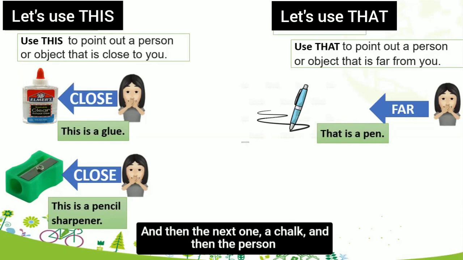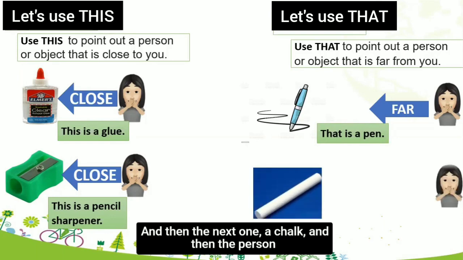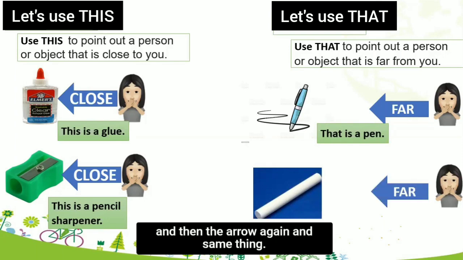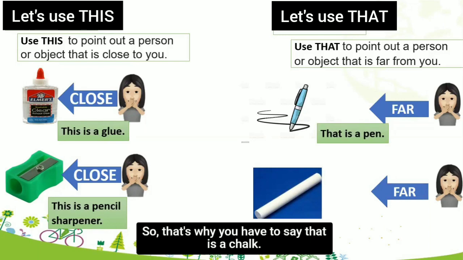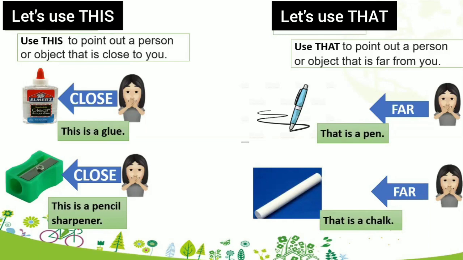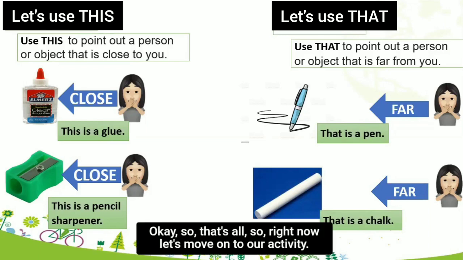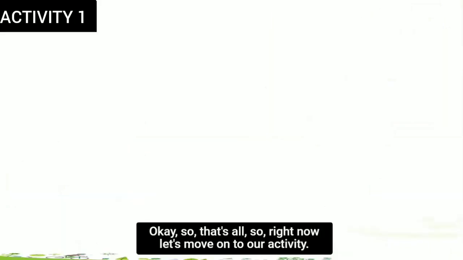And then the next one, a chalk, and then the person and the arrow again. And same thing, the person is far from the chalk. So that's why you have to say that is a chalk. Okay, so that's all. So right now, let's move on to our activity. We actually have here two activities. So let's have the first activity.